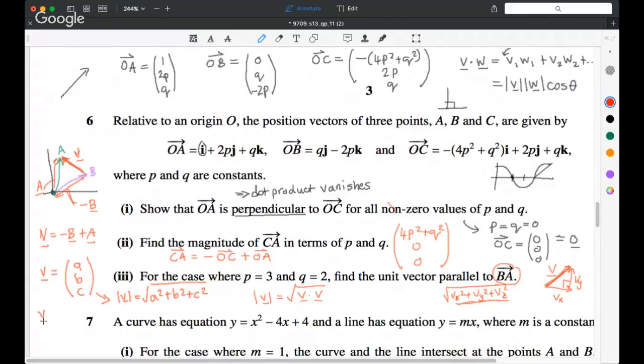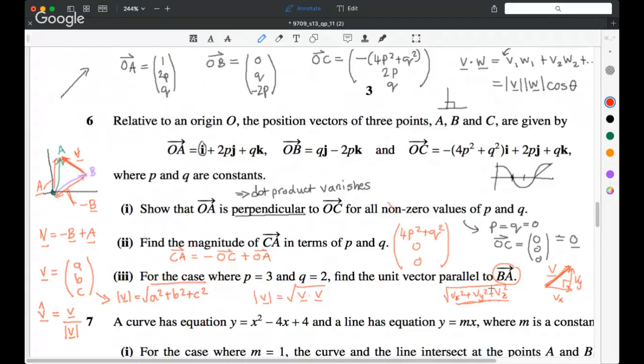This is often designated by this notation, v hat, which is equal to v, but all divided by this number, which is the magnitude of v. And that is all that means. The unit vector parallel to BA is just BA normalized. It's parallel because it is the same vector. Basically, you just changed the length of it by dividing it by some scalar, some number, which is the magnitude of the original vector.